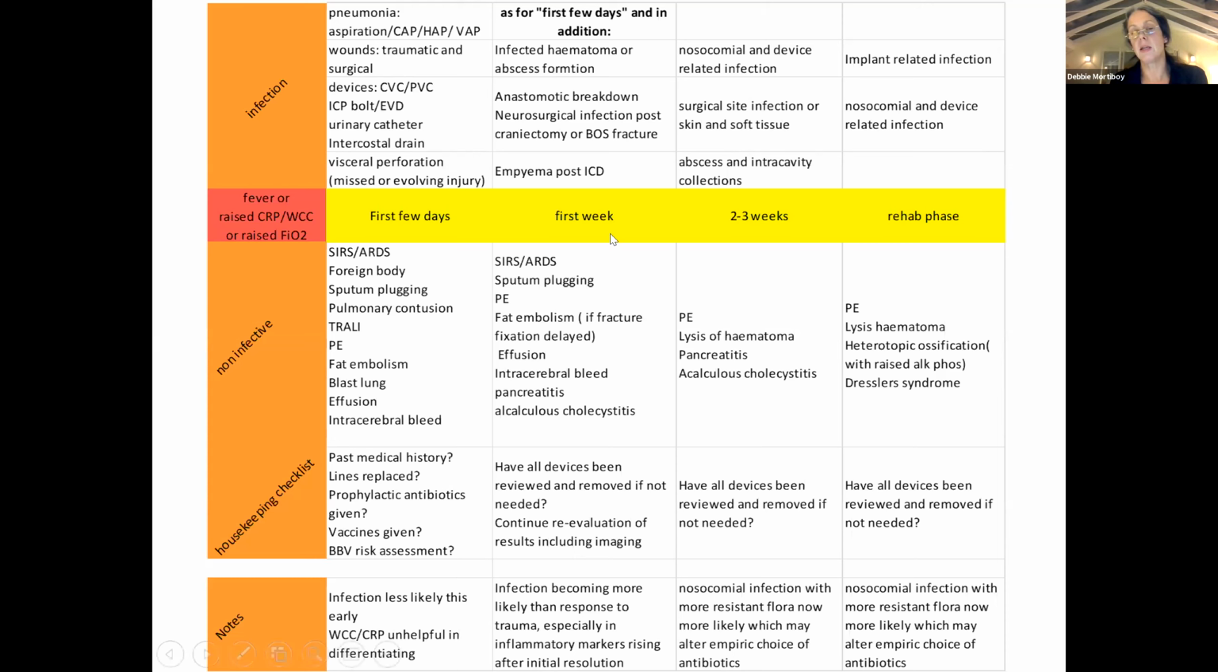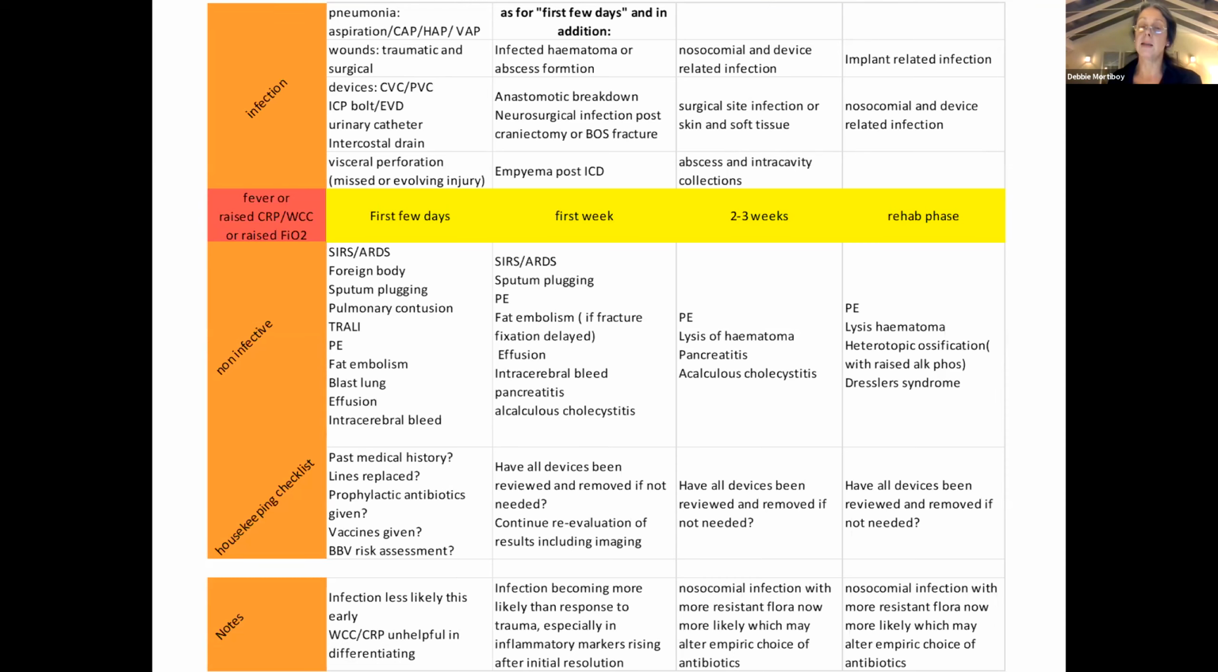So I'm going to move you now on to the second column, which is the first week. Well, all of what happens in the first few days can still be pertaining in the first week. And again, this first week is a little bit elastic as to whether it's the first 7 days or the first 10 days. But here we might be needing to think a little bit more about infection becoming the cause of a raised CRP or white count, particularly if the peak in the first couple of days has settled or gone down and is now tracking back up. That, to me, you cannot reasonably write off as a response to trauma, because why did it go away for a bit and then come back? That doesn't make any sense.